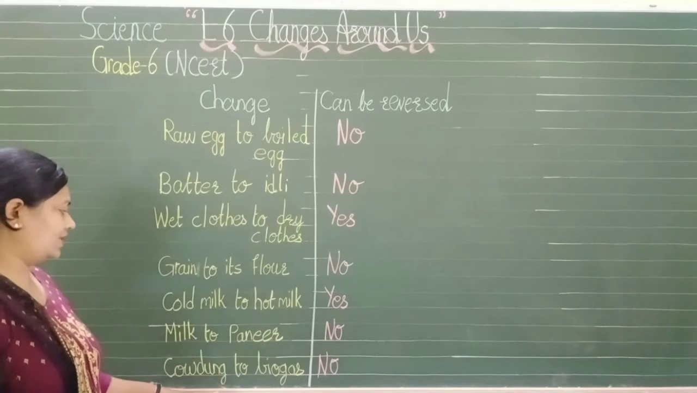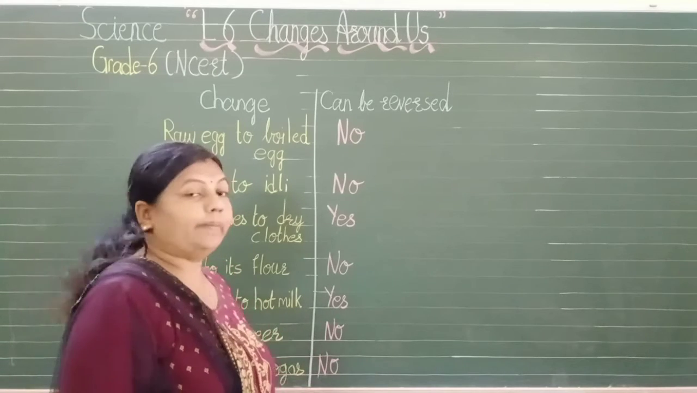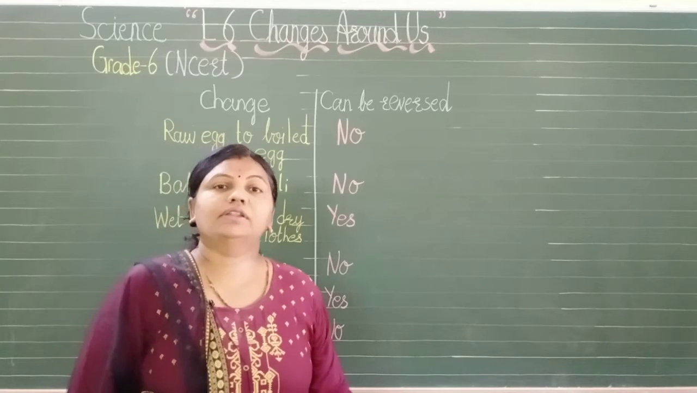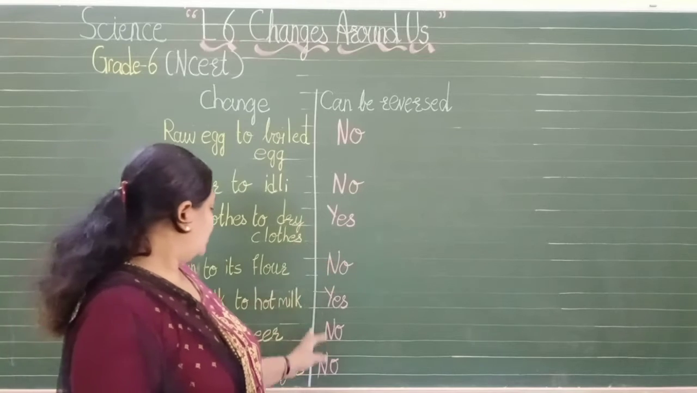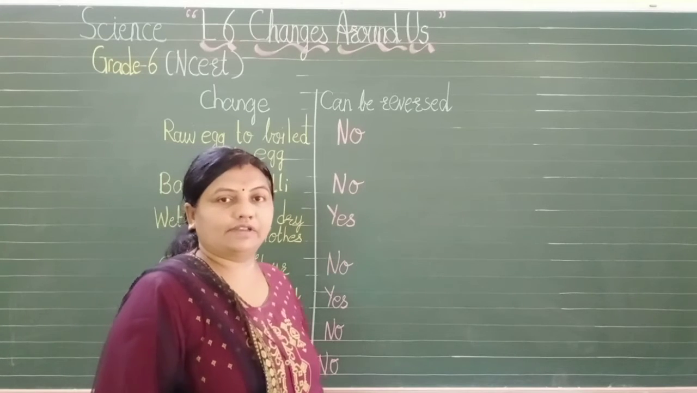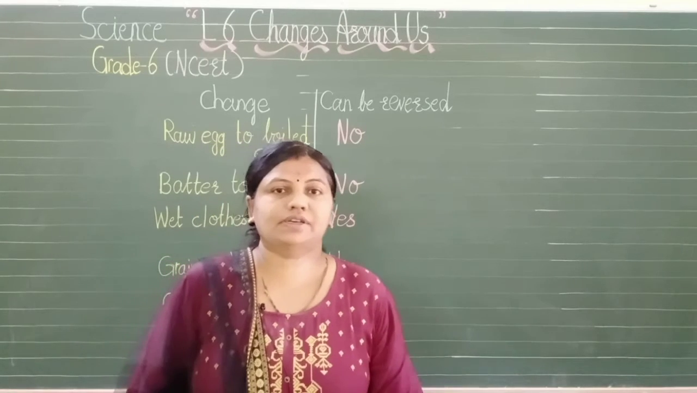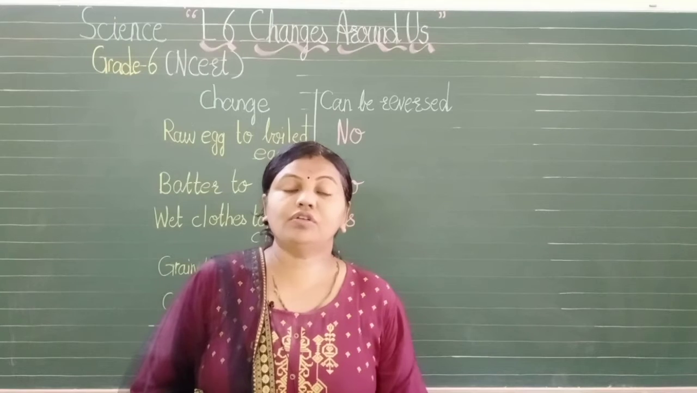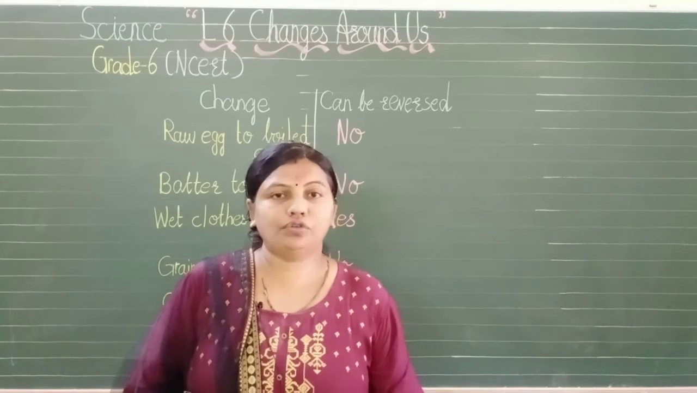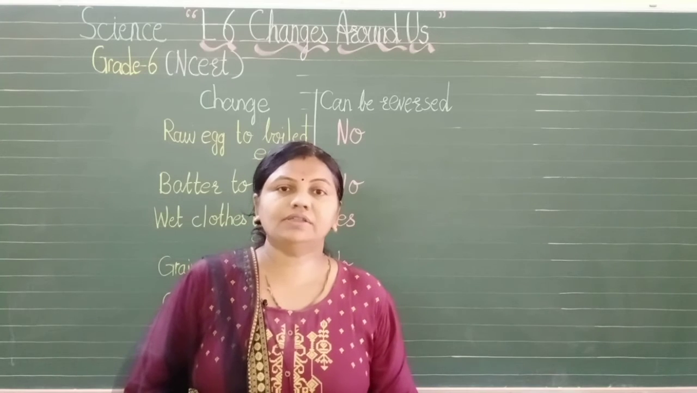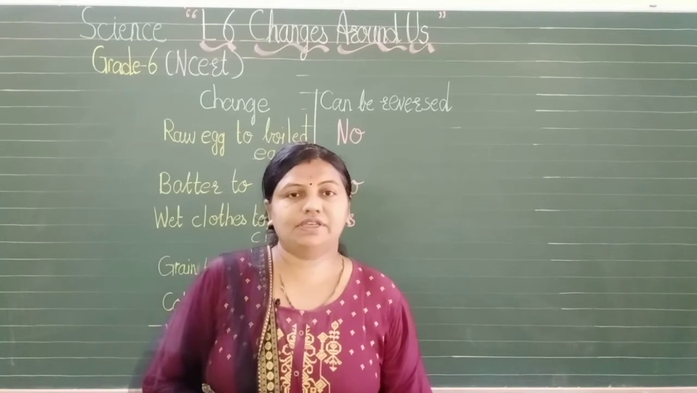Cow dung to biogas. Yes, especially in villages, cow dung is converted to biogas. But again, that biogas will not be converted back to cow dung. So it is non-reversible or irreversible. Even more examples, a straight string to coil string, isn't it? A straight string to coil string is possible. And again when you don't want the coiled one, you can make a straight string again. So that will also be a reversible change.